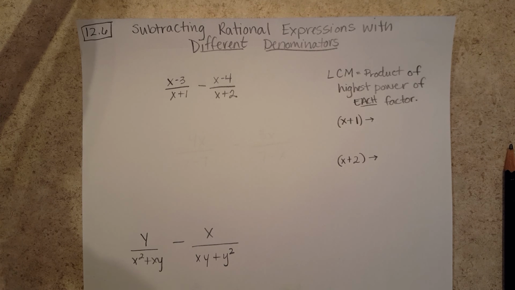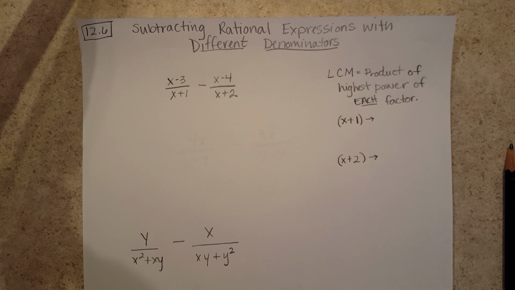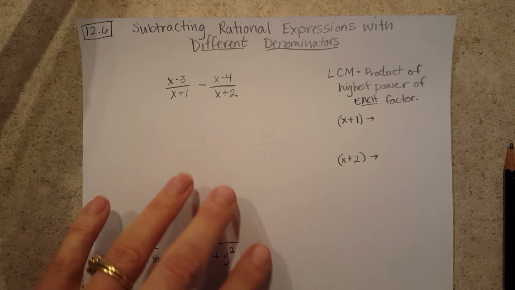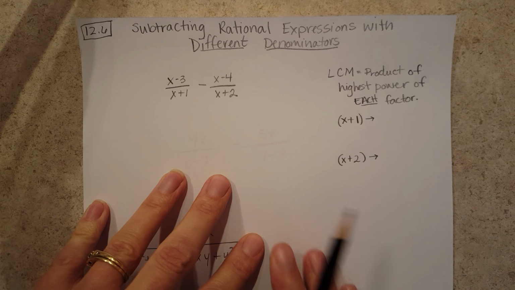Okay, this is 12.6, and 12.6 talks about subtracting rational expressions with different denominators. Yesterday you did adding rational expressions with different denominators. Subtracting is very similar, almost identical. You have to watch for one little trip-me-up midway through. So really this is going to be a little bit of a review here in the beginning.